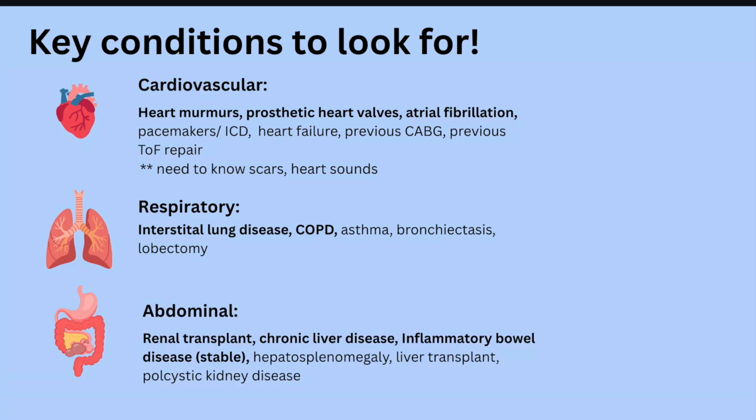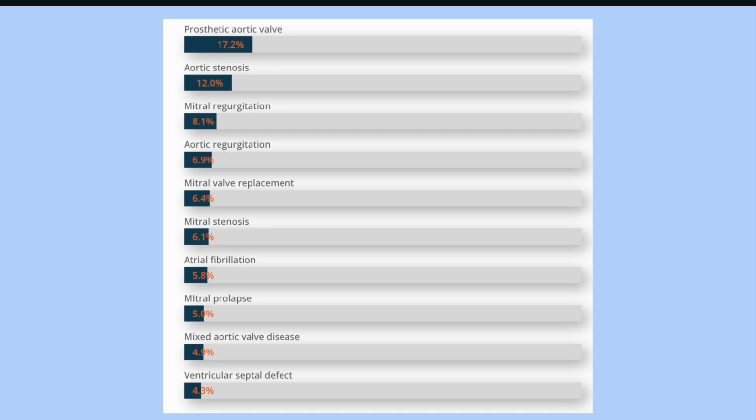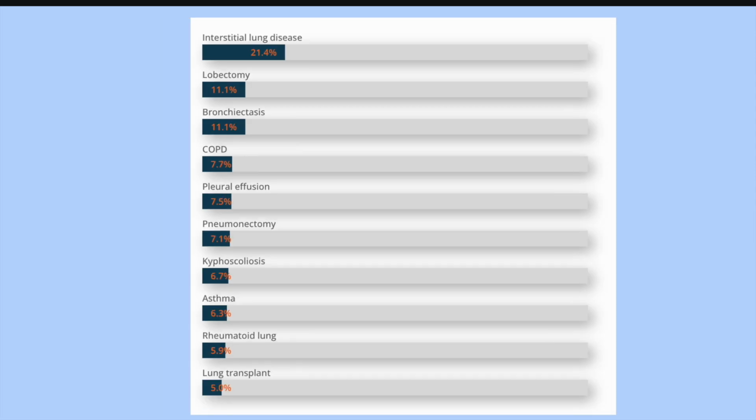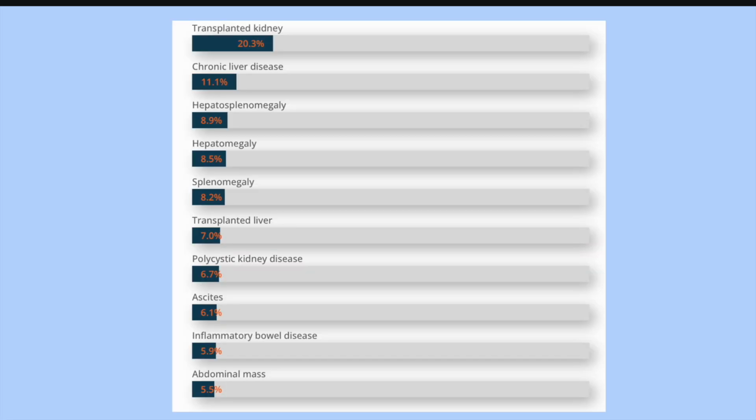And abdominal, so one that's really, really likely is a renal transplant, as is chronic liver disease. Inflammatory bowel disease is also pretty likely. Other things to consider are hepatosplenomegaly, liver transplants, and polycystic kidney disease. There's this website about preparing for the PACES. They also use patients with signs for these exams, and for the cardiovascular stations, these are the ones that most commonly come up. For the respiratory stations, these are the ones that most likely come up. For the abdominal stations, these are the most common conditions that come up as well.